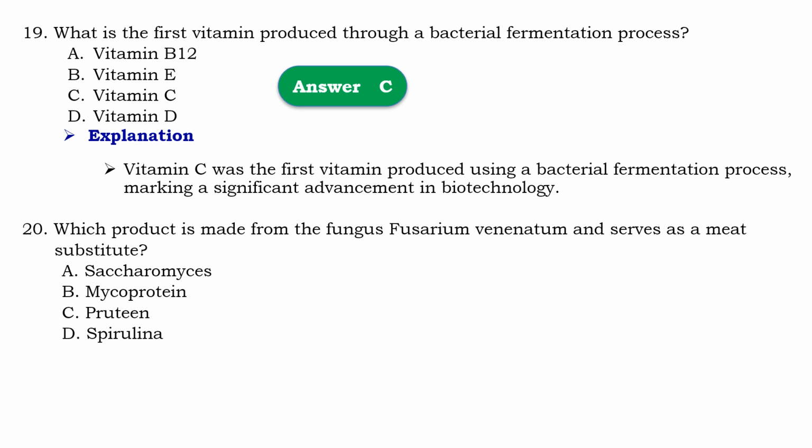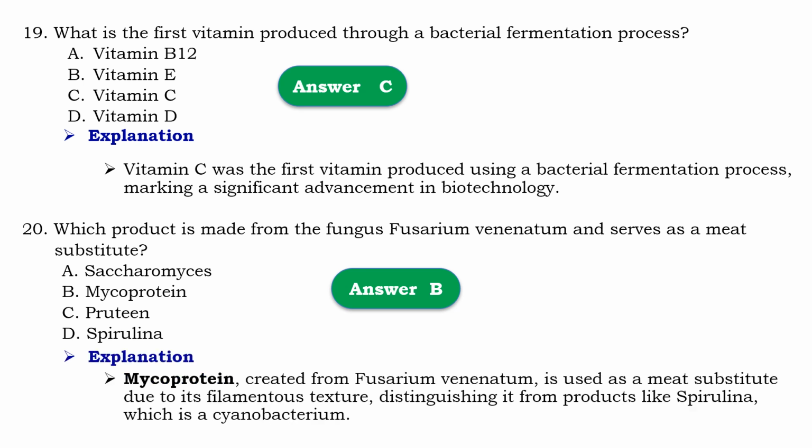Question number 20. Which product is made from fungus Fusarium venenatum and serves as a meat substitute? So that should be B, mycoprotein. Means that mycoprotein created from Fusarium venenatum fungus is used as a meat substitute due to its filamentous texture, distinguishing it from products like spirulina, which is a cyanobacterium.